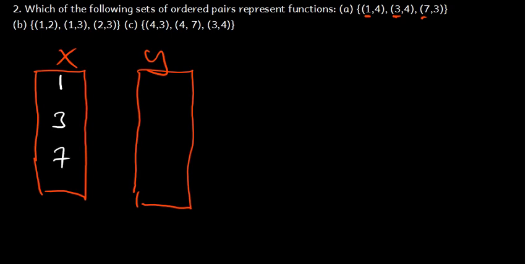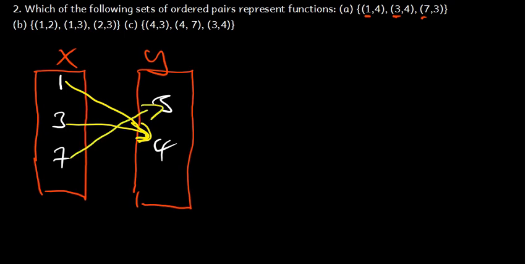The y values, we have a 4, and so we start with 3. We have a 3 and a 4. So let's see, 1 is mapped into what? 4. So 1 goes to 4. Then 3 is going to 4. Okay, 7 is going to 3.